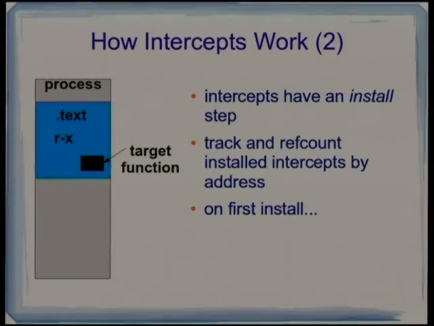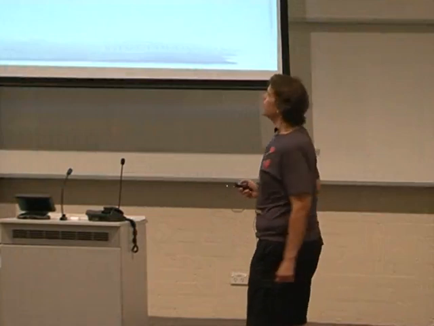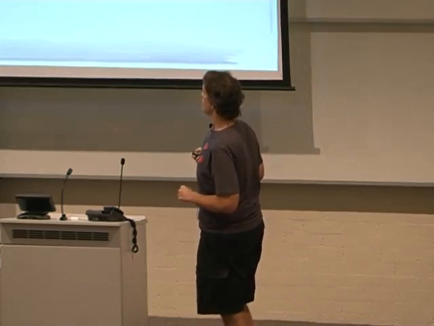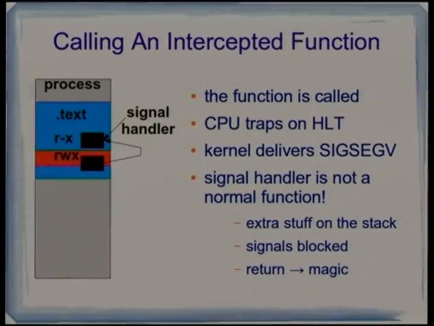So here's our process. Here's the text segment. There's our target function. And the very first time that we're intercepting the function, because you can have multiple of these intercepts chained together, and it calls them all on the same function, it makes that page writable. Fortunately, Linux always lets you do this, make a text page writable, even on your own process. And then we basically have some ref counting for that. We overwrite the first byte of that function with the Intel halt instruction. And then what happens is, when you actually run the function, the CPU says, oh, trap. We get SIGV delivered to the process.